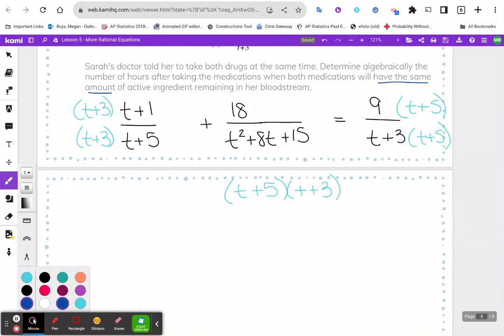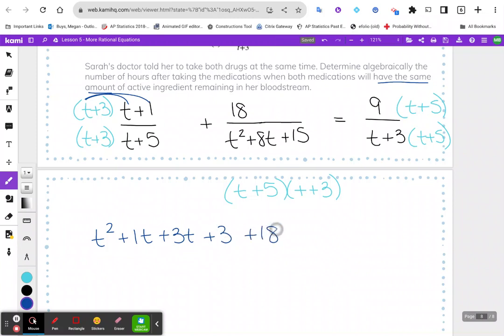Remember now, I'm going to distribute everything for that numerator in the left piece. I'm going to get t squared plus 1t plus 3t plus 3 for that first one. Then I got a plus an 18. We didn't multiply anything in the middle. Equal to 9t plus 45.